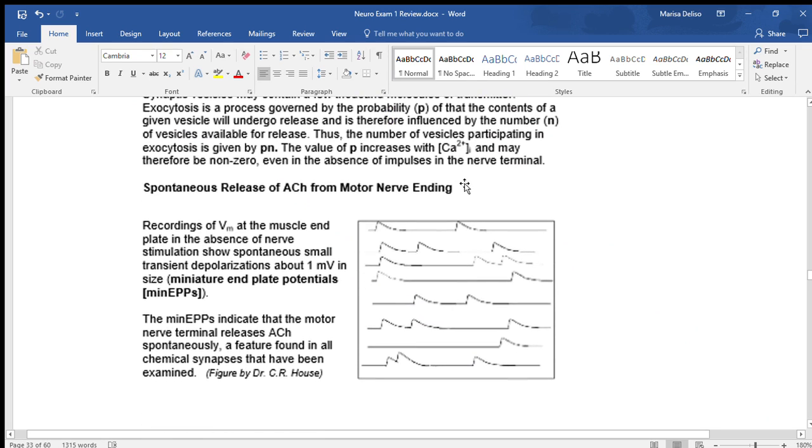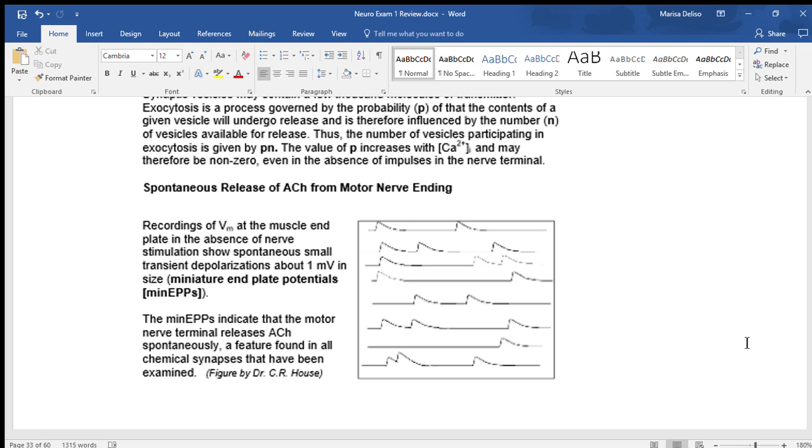Okay, so I want to talk about conceptually what mini EPP versus EPP is. So essentially, an EPP, an end plate potential, is intentional. It's a release of a ton of vesicles to create a response, to create an effect. A mini EPP is normally like an accident.